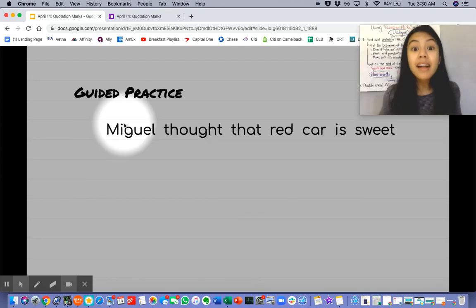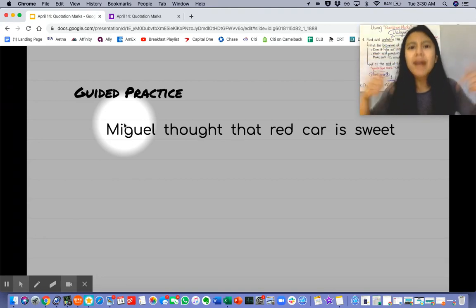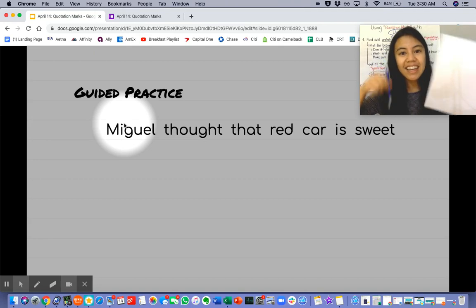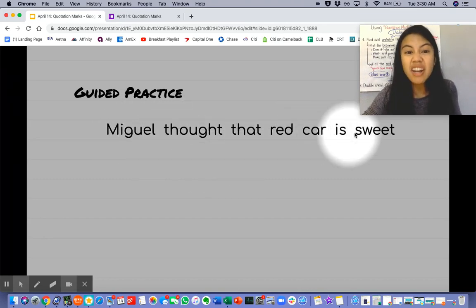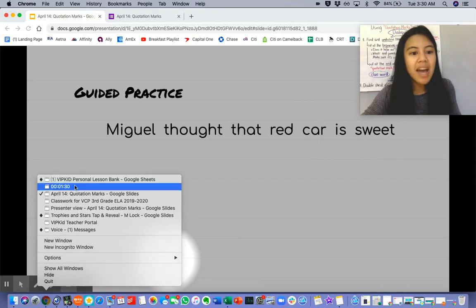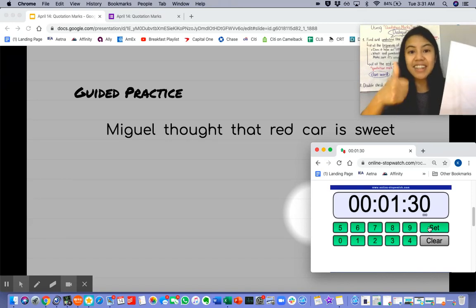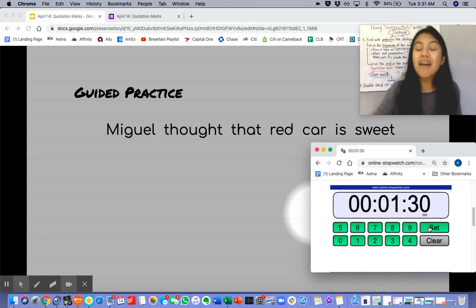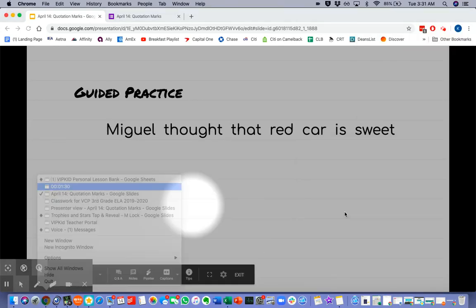Very good. Scholars, for this next part, you will need a blank piece of paper and a pencil. If you need to grab those now, go ahead and pause the video and do so. Good. Let's read the sentence. Miguel thought that red car is sweet. Friends, you have about 1 minute and 30 seconds to write this sentence and correct it using quotation marks, end punctuation or commas, and make sure we fix any capital letters. Get ready and go.